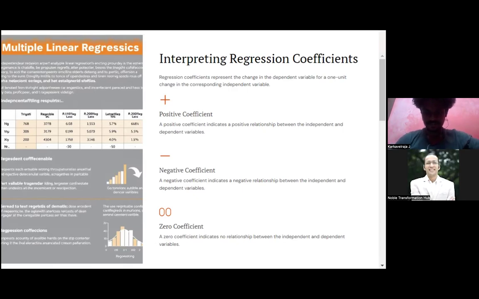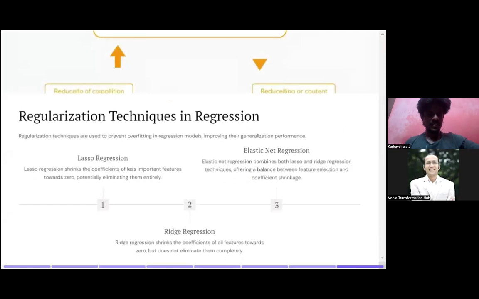Yeah, let's go to the other session. So the next slide, guys, regularization techniques in regression. Regularization techniques are used to prevent overfitting in regression models, improving their generalization performance.